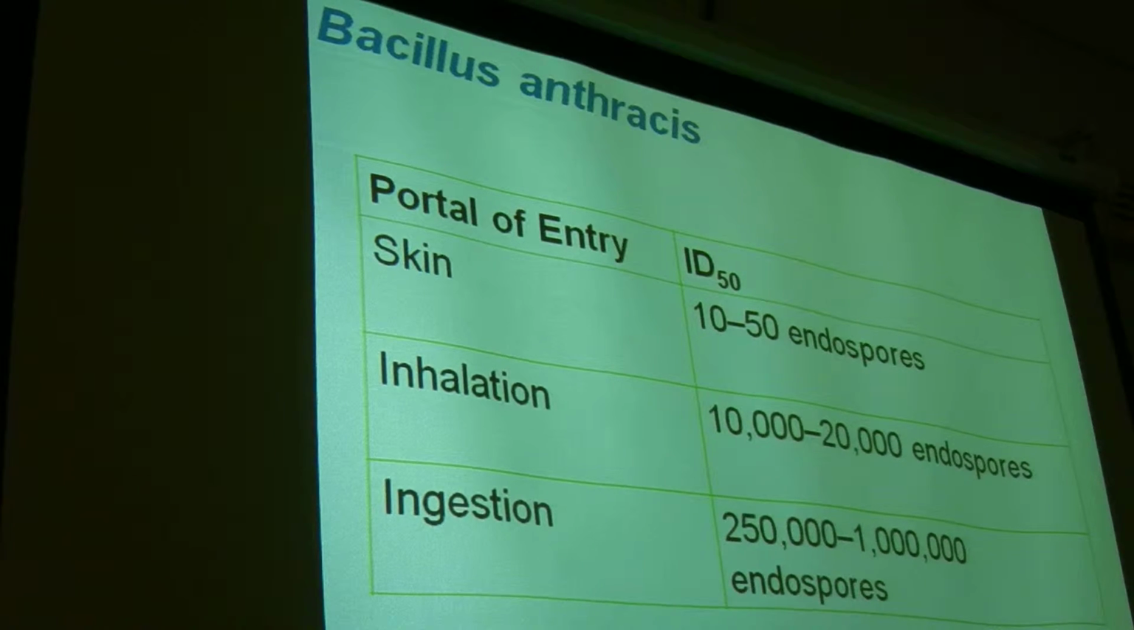You can see, based on the portal of entry, that through your skin is the easiest way to get infected from these spores. For the ID50, 50% of the population would get an infection with between 10 and 50 endospores, so very few endospores. Inhalation takes a little bit more: 10 to 20,000 endospores for 50% of the population to be infected. Ingestion, basically eating or drinking it, can take up to 1 million endospores. So that can be a number of bacteria, a number of spores.